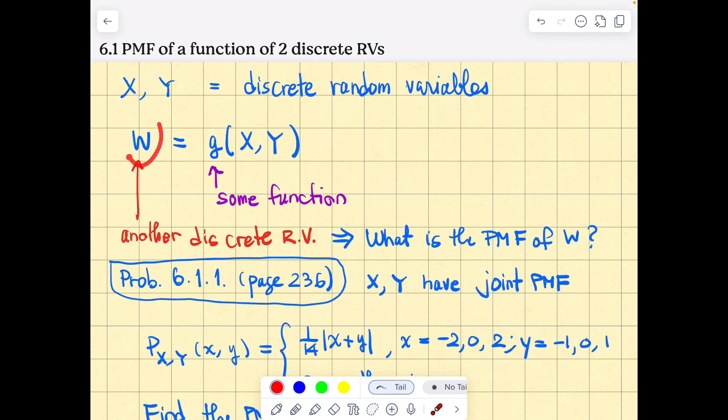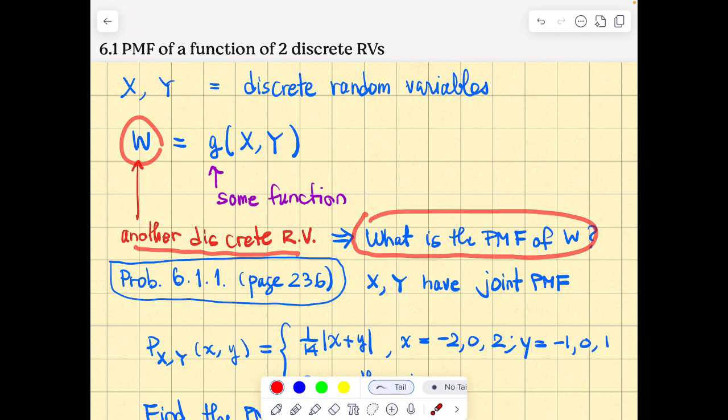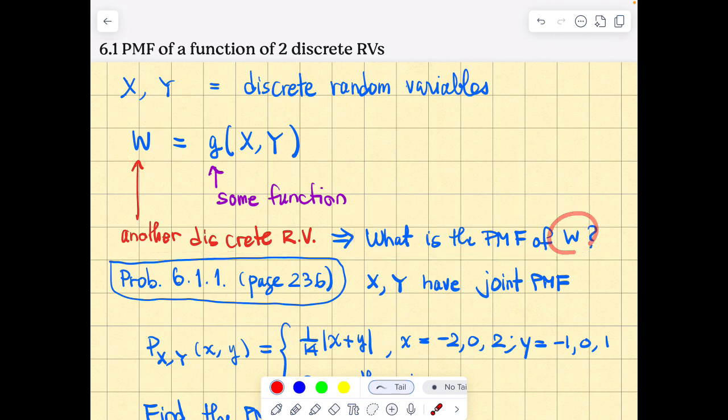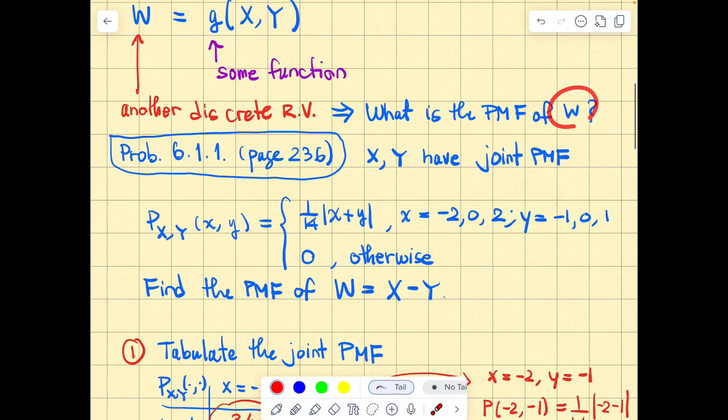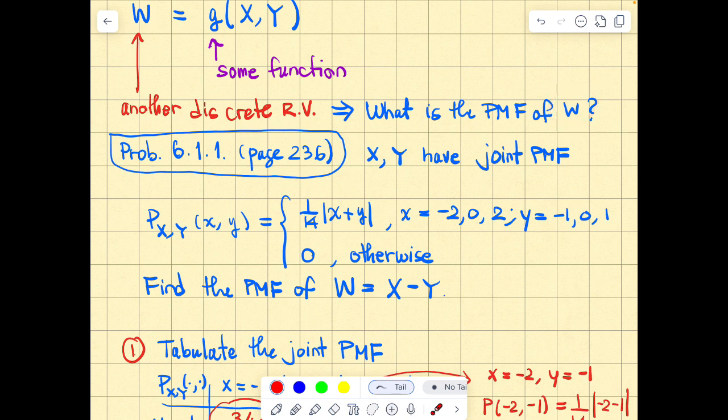Okay. And then we have another random variable W, which is obtained by taking a function of X and Y. So g is some function with two inputs. Here, we're gonna input the random variable X, and another input is random variable Y. So W is going to be another discrete random variable. The question is, what is the PMF of this random variable W? Okay. So to study this, let's do an example.